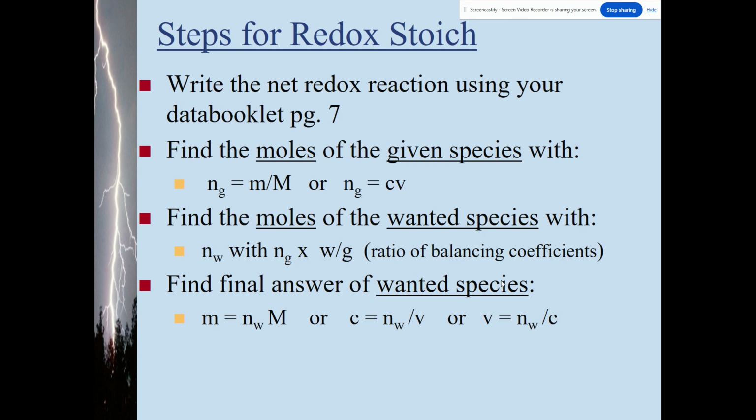Now a quick review in how to complete a stoich calculation. After you write the net redox reaction using your data booklet, as we learned in the last lesson, you're going to find the moles of your given with either mass over molar mass or C times V. Then you're going to find the moles of your wanted using moles wanted equals moles given times wanted over given. The wanted and given are the balancing coefficients. Then you're going to find the final answer of your wanted species, whether it's mass, concentration, or volume, using the following formulas. So let's get into some examples.